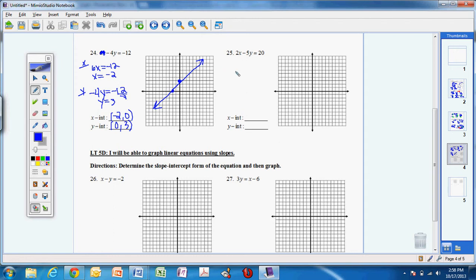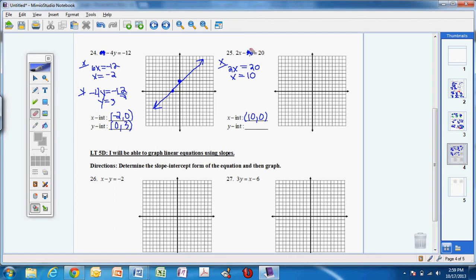Alright, last but not least, we want to find our x and y intercepts on number 25. So for my x-intercept, that's the x value when y is 0. So that's going to go away, and we are going to be left with 2x is equal to 20. And from here, we want to divide by 2. So 20 divided by 2, that's just going to be 10. So again, as an ordered pair, that's going to be the point 10, 0.